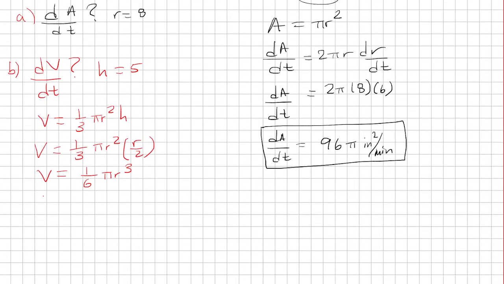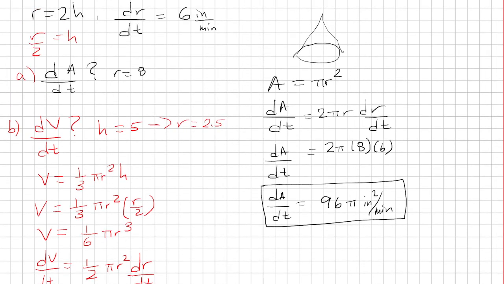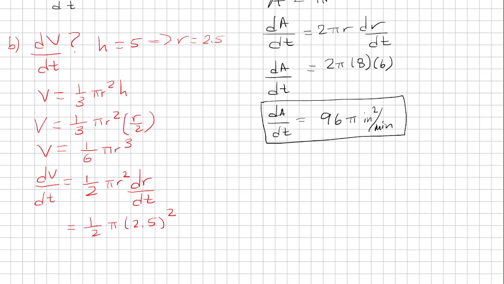So let's take the derivative now with respect to t. So bring down the exponent. 3 times a sixth is just a half, and then you just subtract 1 in the exponent, multiply that by dr over dt. Our goal is to solve for dV over dt, but notice that the height was given to us as 5, and so the height is half of the radius, so that means the radius has to be 5 over 2, or 2.5. So I can plug that in for r, and recall dr over dt was given to us initially as 6 inches per minute, so I can plug that in as well for dr over dt.